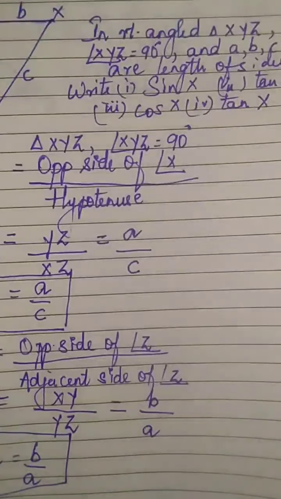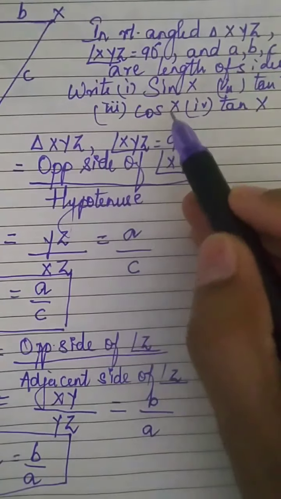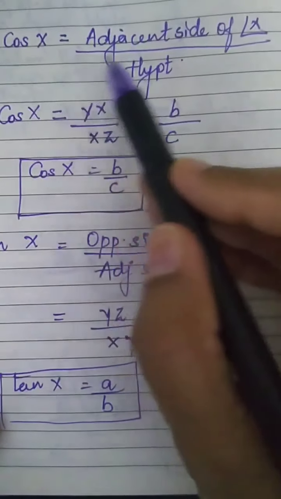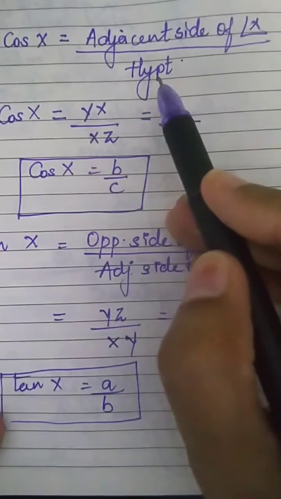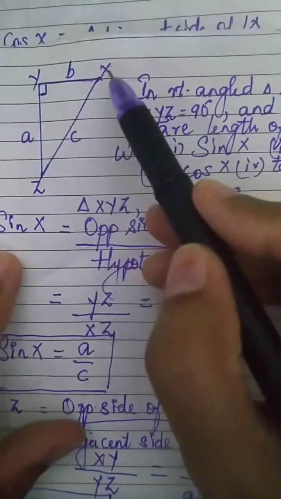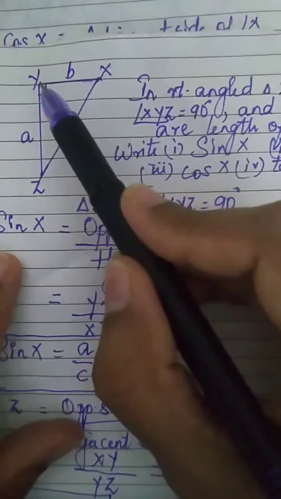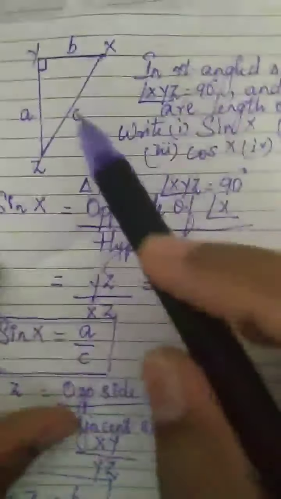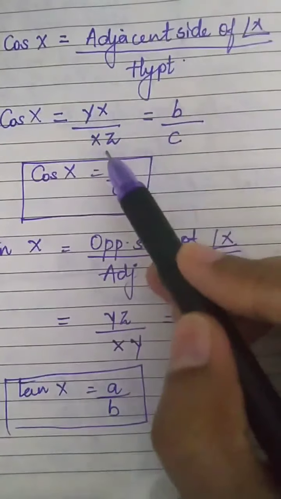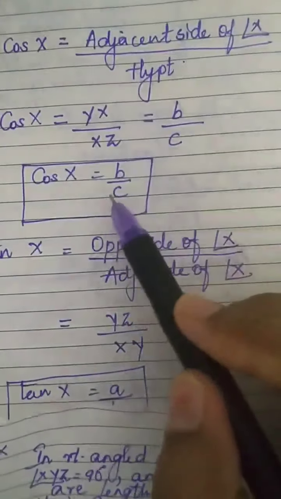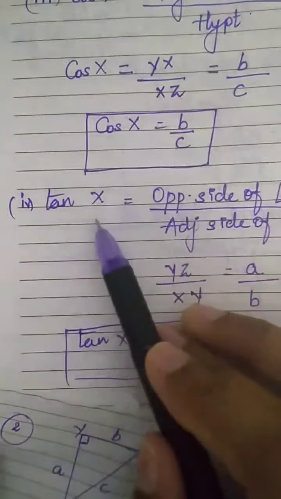Moving on to the third question. The third question is cos x. Similarly, get the answer. Cos x is equal to adjacent side of angle x upon hypotenuse. Angle x's adjacent side is XY, written upon hypotenuse. Hypotenuse is XZ. So XY upon XZ. XY is given as B and XZ is C. So B upon C. Similarly, the fourth question was tan x.